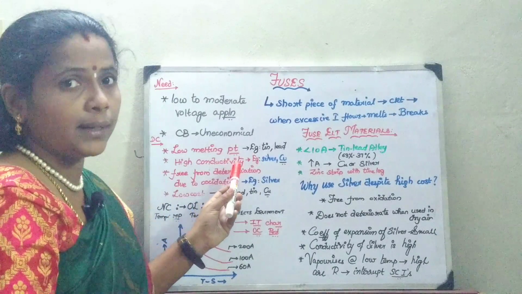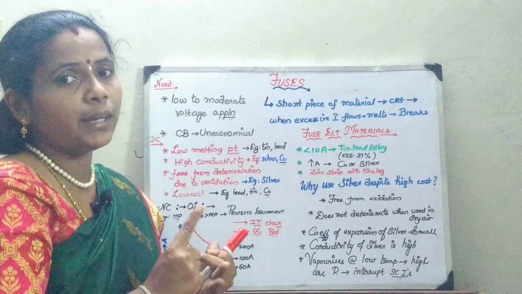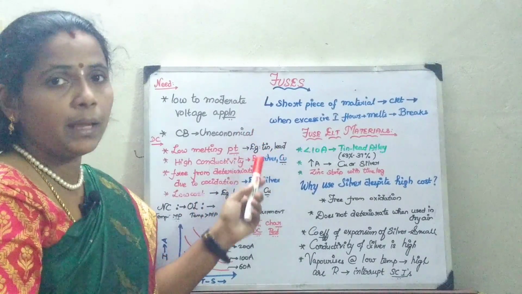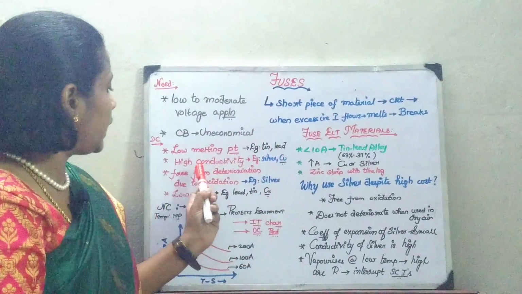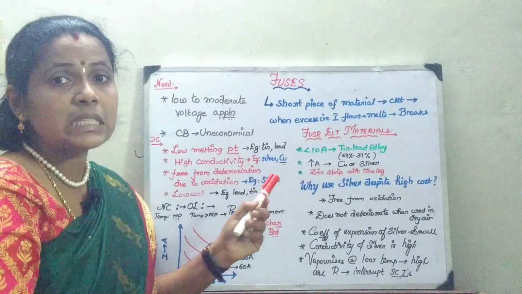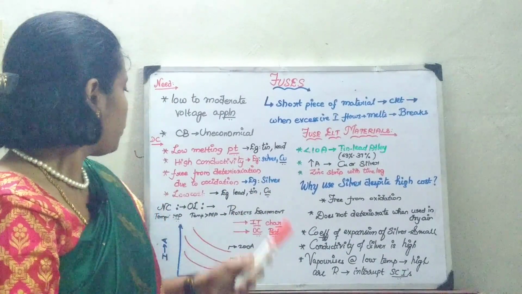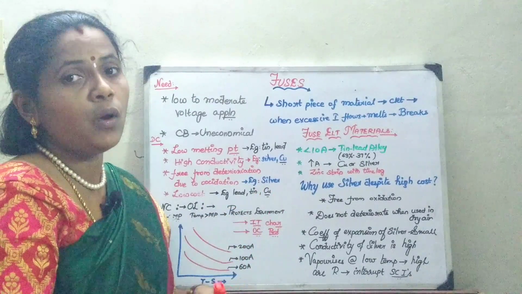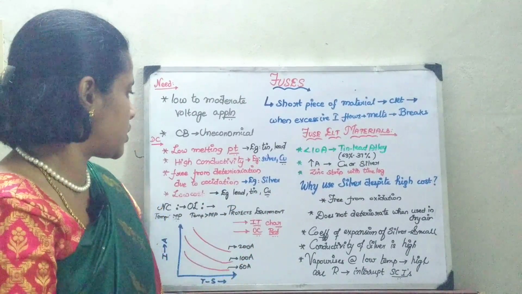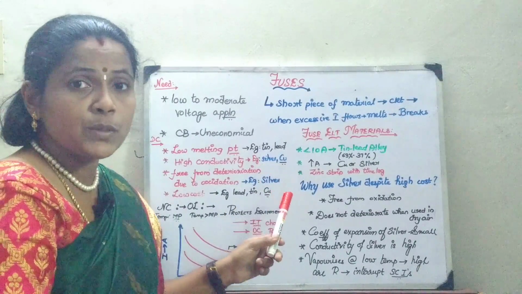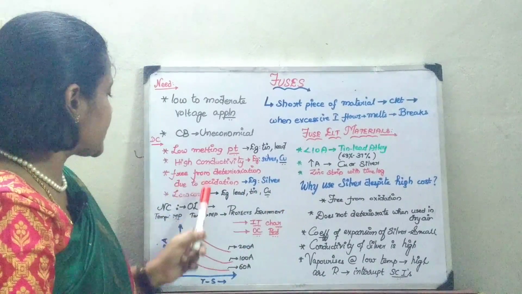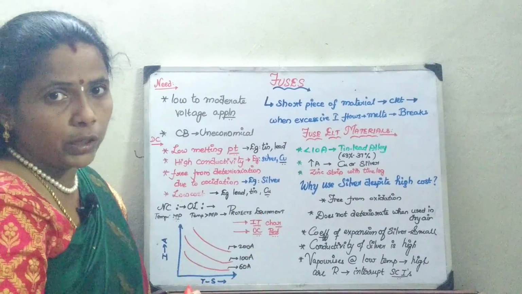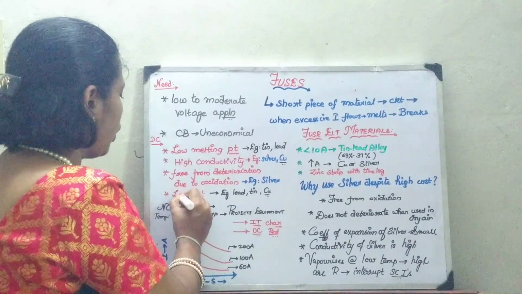Next, it should have high conductivity. So, low melting point and high conductivity. For the low melting point, tin and lead play an important role, whereas for high conductivity you can go in for silver or copper wires. Now, the most important thing is that it should be free from deterioration due to oxidation. It should not get oxidized. The main element we use is silver. The next thing is low cost. For low cost, I can go in for tin, lead or copper.